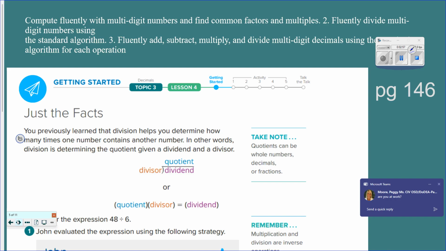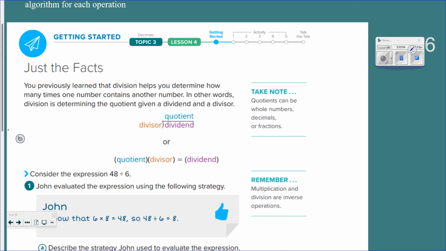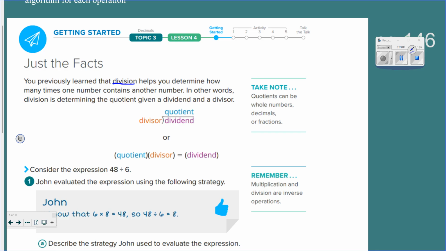Let's start with some basic definitions. So we understand multiplication and division, how these work out. Right? So we learned division helps determine how many times one number goes into another number. So division determines the quotient given a dividend and divisor. To find out how many groups, I'm going to change this to multiplication.